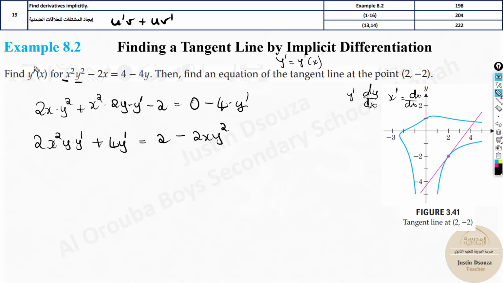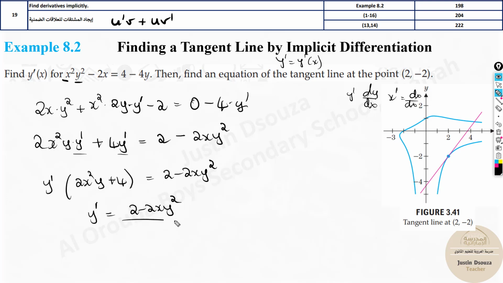You are supposed to find y dash. So let's take this common out, this and this. If you take this out, what's remaining? Remaining is 2x squared y plus 4, that is equal to 2 minus 2xy squared. Now take this to the other side, it will be y dash equals 2 minus 2xy squared divided by 2x squared y plus 4. This is y dash of x. This is the answer.